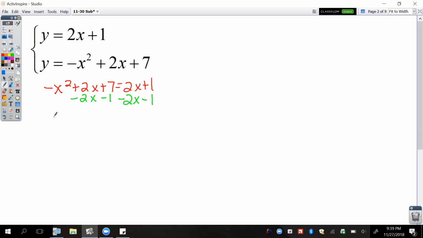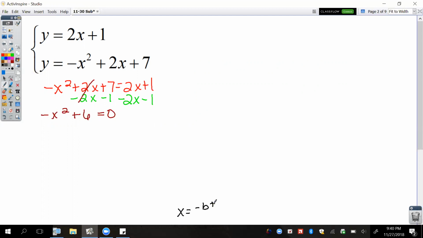Then this right here is going to become negative x squared. These are going to cancel. 7 minus 1 is going to be plus 6 equals 0. So there's a couple different ways that you could do this. Again, you could try to factor it. It's not factorable, but you could try to check. You could use completing the square, which some of you might want to do, or we could just use the quadratic formula.